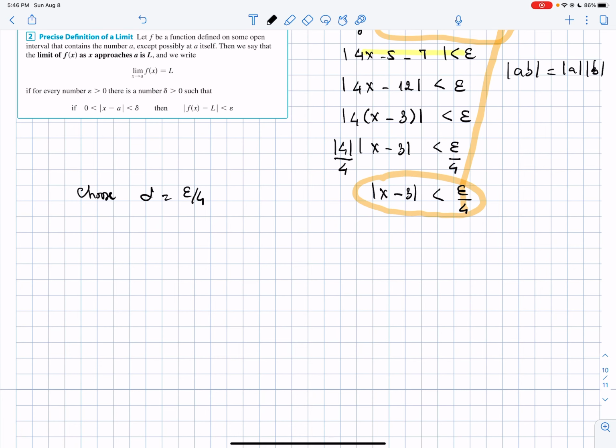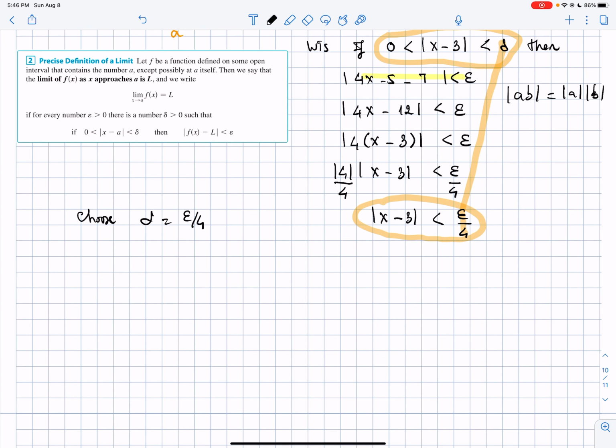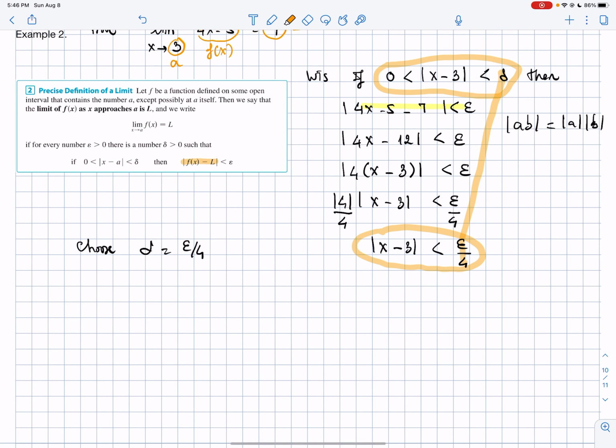So how do we do the proof? We want to go back and redo the steps, and we want to verify this is what we want to verify. Okay, the absolute value of f of x minus L less than epsilon. Okay, so the f of x is 4x minus 5 and minus L is 7. So what we want, at the end of the day, is less than epsilon. So this is the verify step.